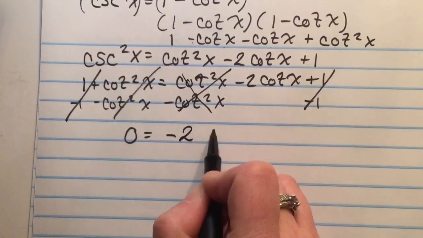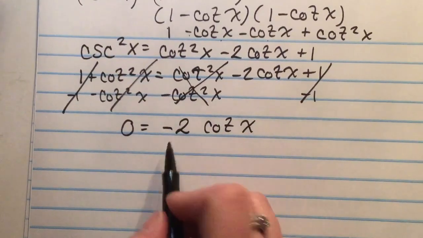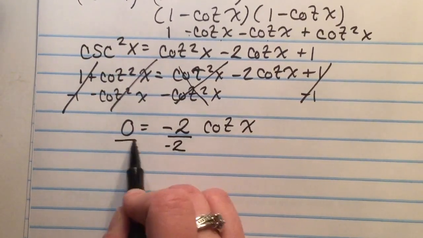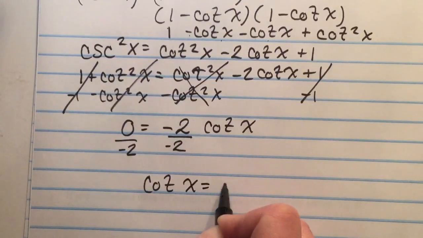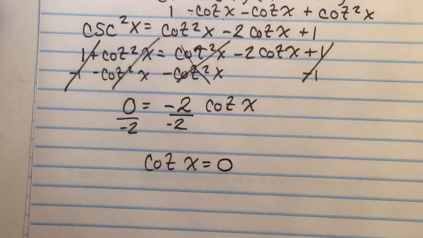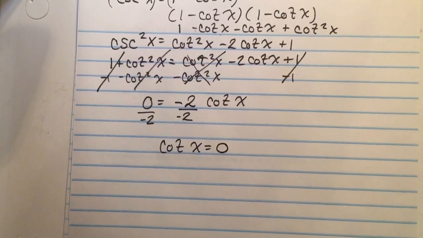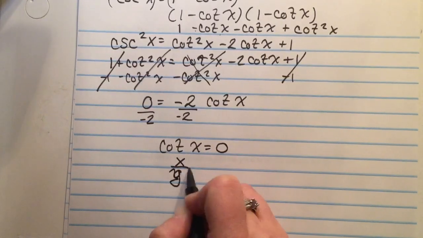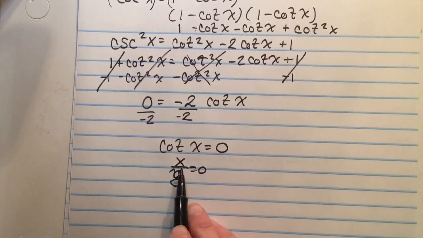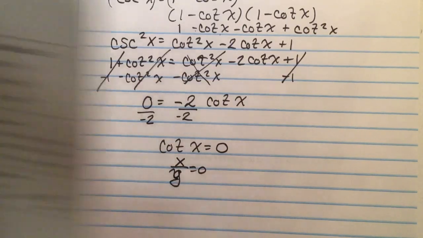So you guys, I have negative 2 times the cotangent of x. Okay, so I'm going to go ahead and divide by negative 2. So cotangent of x equals 0. Now cotangent is the reciprocal of the tangent. Tangent is y divided by x. So I need to know where x over y equals 0. Where can I take the x value over the y value and get a 0?